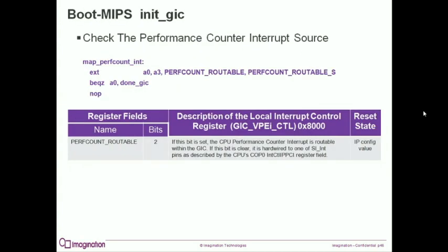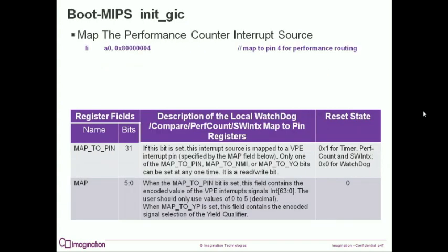As it did with the timer interrupt, the code checks to see if the performance counter interrupt is routable. It does this by extracting the performance counter routable bit from the control register. Then it checks to see if it is set. If it is not set, the performance counter interrupt is not routable and the code will branch around routing it.